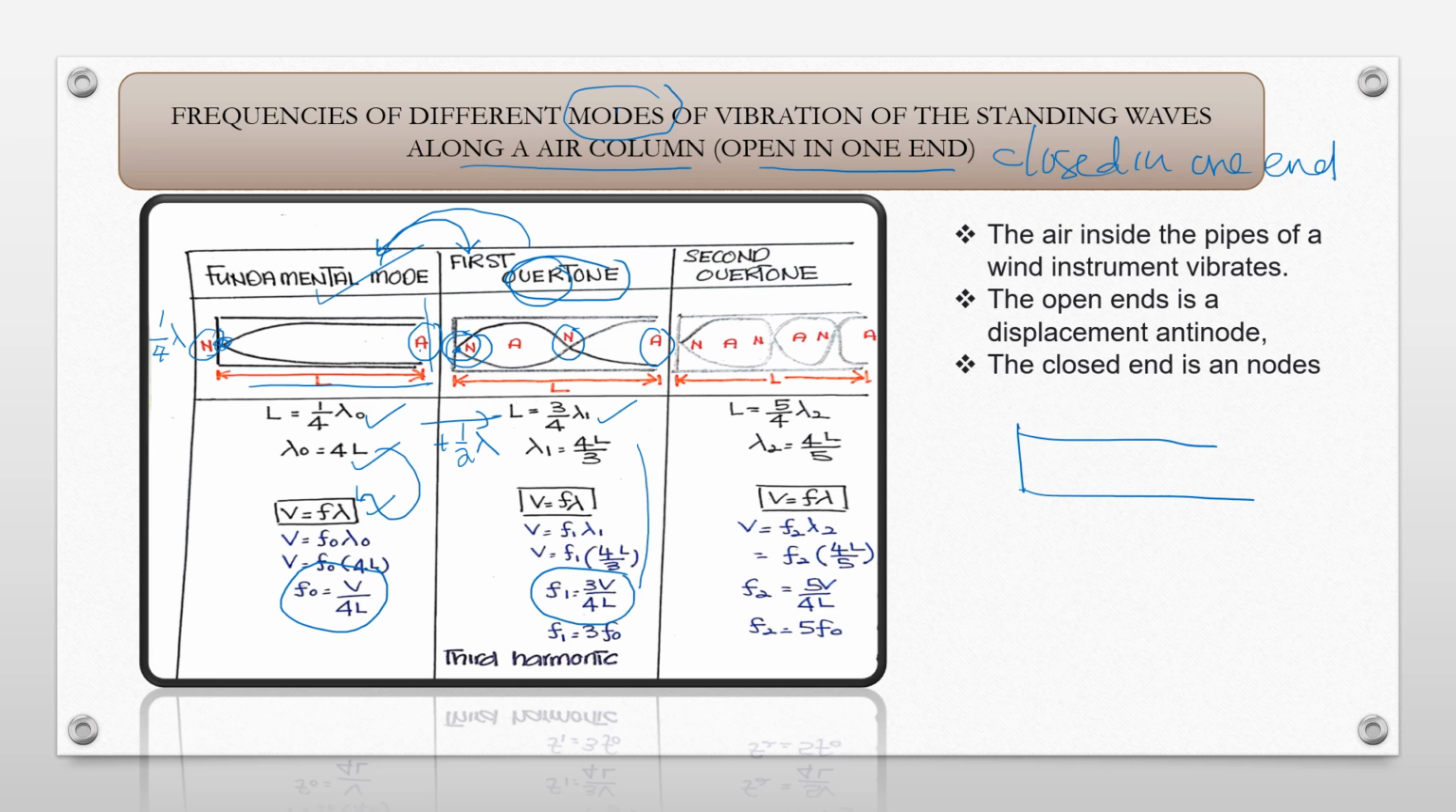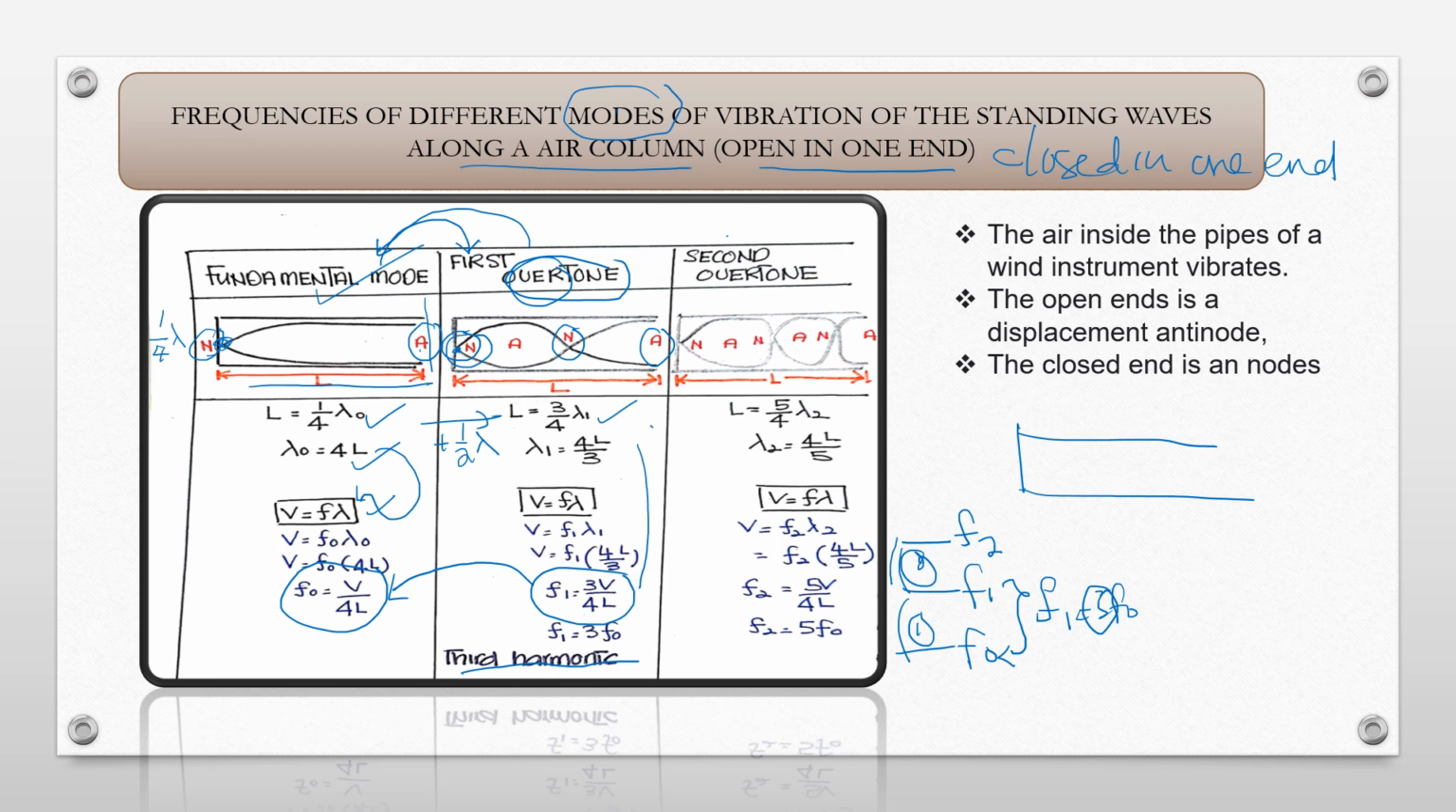Then you compare your f1 with the basic. So this is f0, and this is f1. You compare f1 with f0, and you will realize that f1 equals 3f0, 3 times the fundamental mode frequency. So this 3 is called the third harmonic. Then the second overtone means the second increment to the fundamental mode, the first increment, the second increment. So we call it the second overtone.